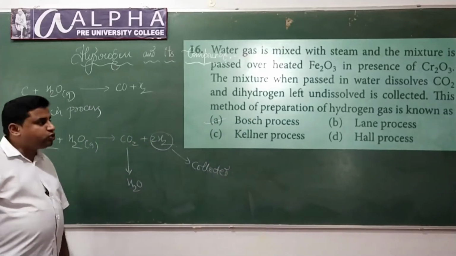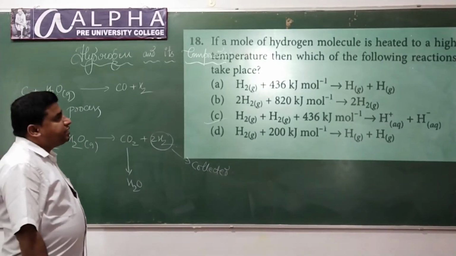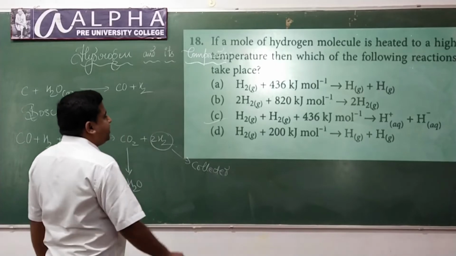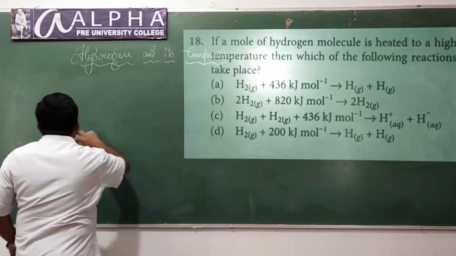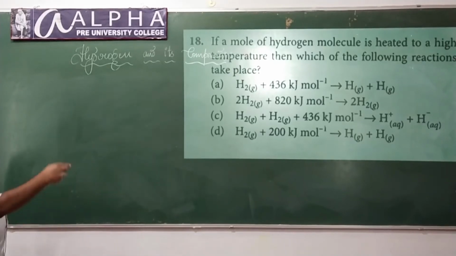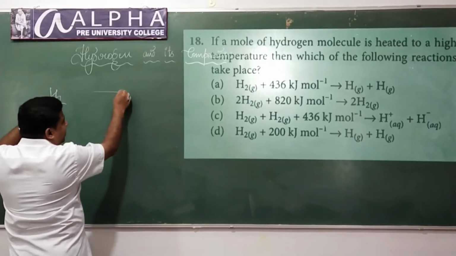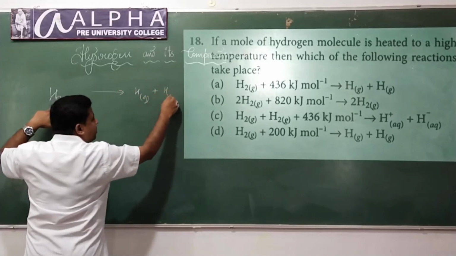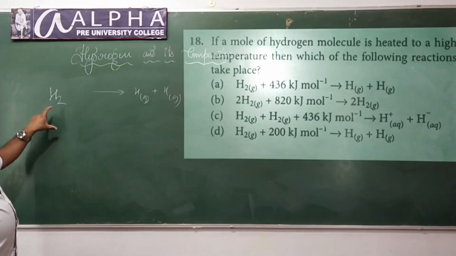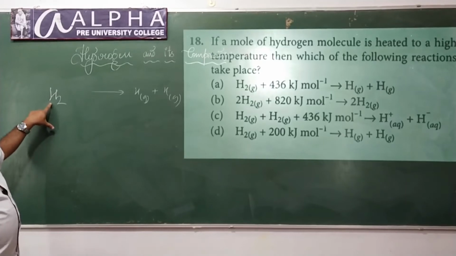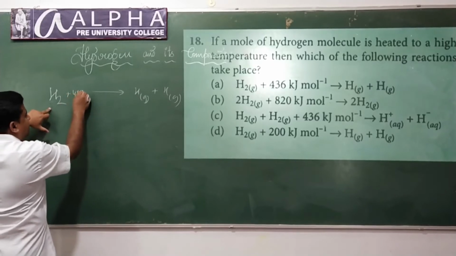Next question. If a mole of hydrogen molecule is heated to a high temperature, then which of the following reactions takes place? Quite logic based, guys. I have told you, if hydrogen molecule is heated, it will break to give hydrogen atoms. But what is the amount of energy that must be supplied so that it will break to give atomic hydrogen? It is in the order of 439 kilojoules per mole.